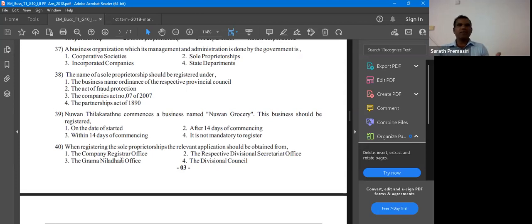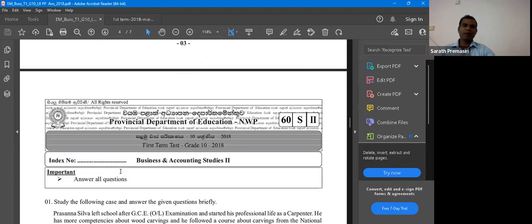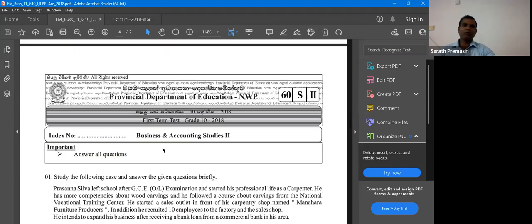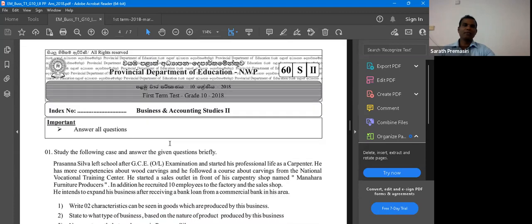The reason is that we are sitting for an examination. You are given a paper with questions. Then you have to practice how to answer these papers. Right. Now this is the 2018 first part. Now it is time for you to start the second part. Look at the 2018 grade 10 second part.